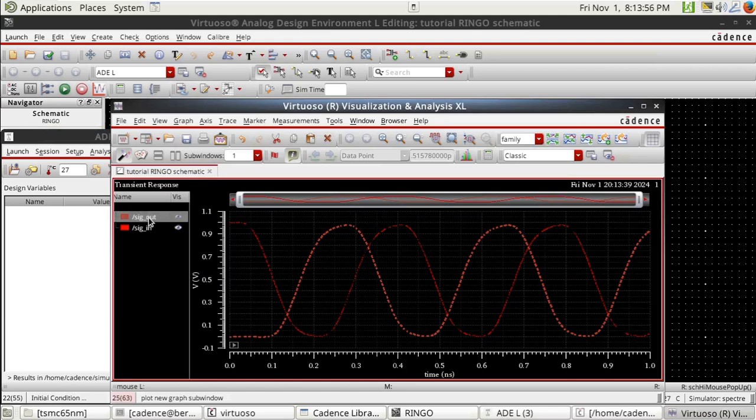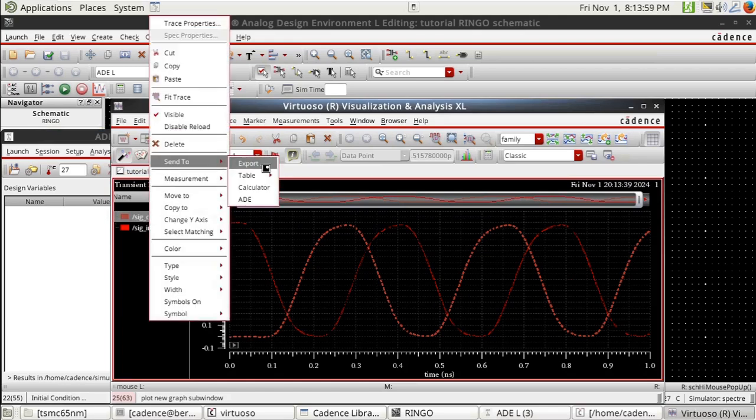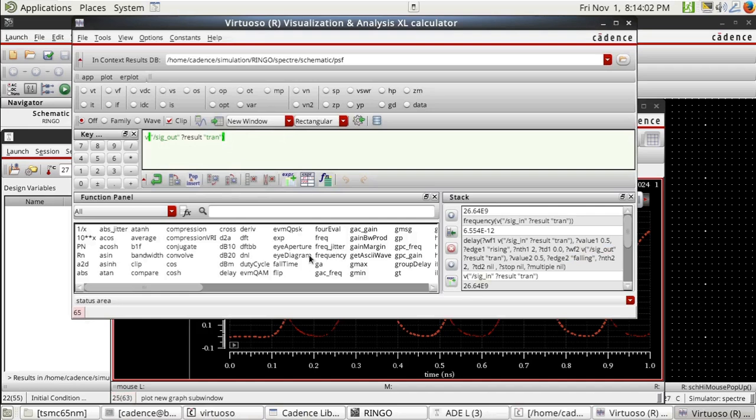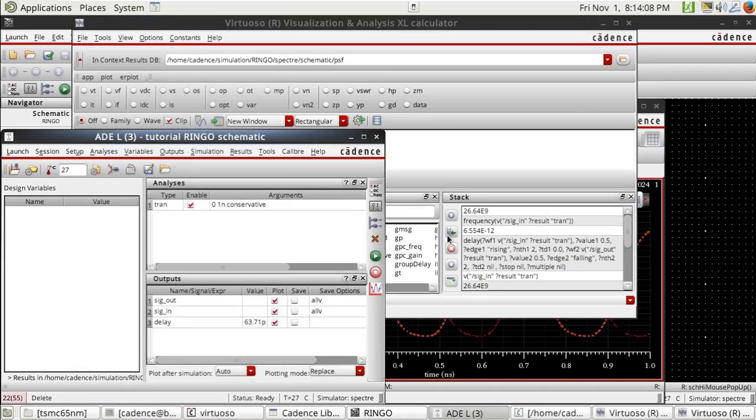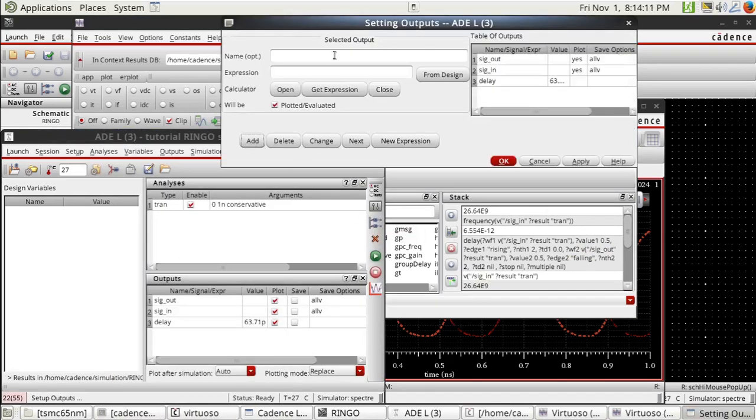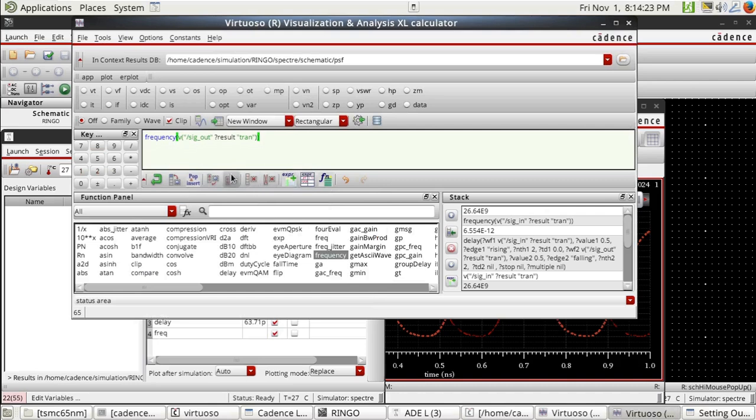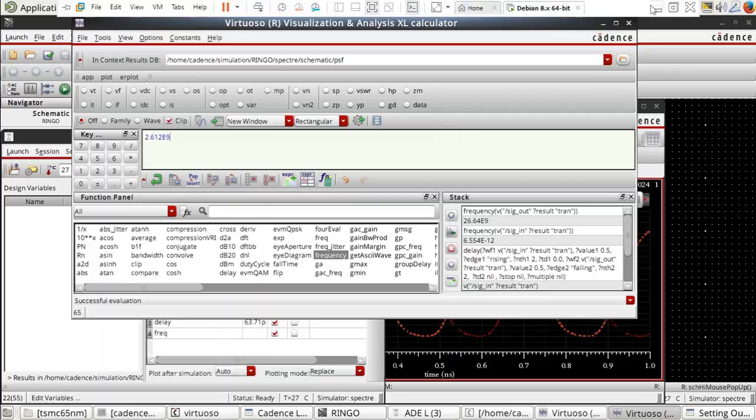Okay, let's move this signal out to the calculator and measure the frequency. Okay, we need to add this to the outputs also because we'll need it later. Get expression, frequency, add. So it is 2.6 gigahertz. Okay, so let's go back to our paint and do some calculations.